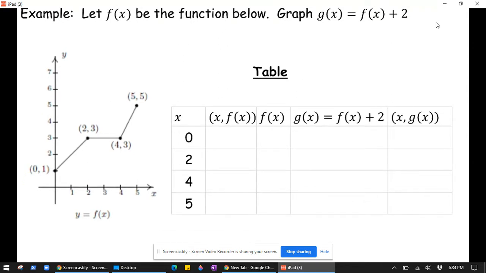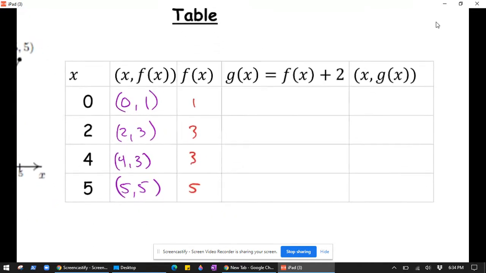So for instance, I know the point (0, 1) is on this graph. I know the point (2, 3) is on this graph. (4, 3), and (5, 5). And of course, if I want to focus just on the outputs here in red, those are just 1, 3, 3, and 5. So now let's talk about g of x. What's nice about transformations involving y values, which this is a version of, usually you can just do them in a pretty straightforward way. So let's just start substituting these x values in for g and see what we get.